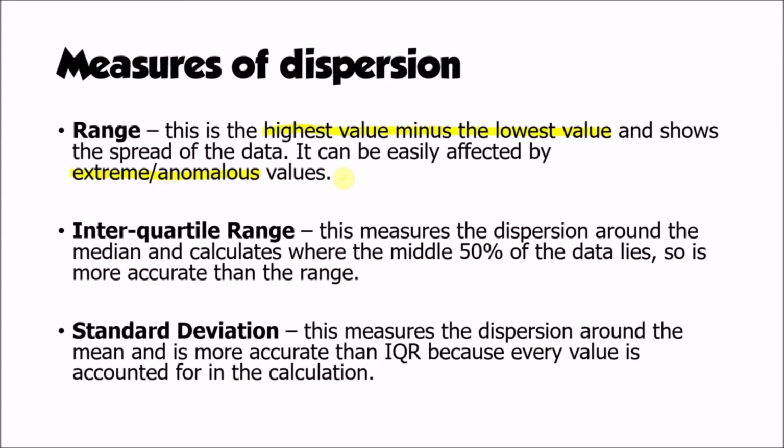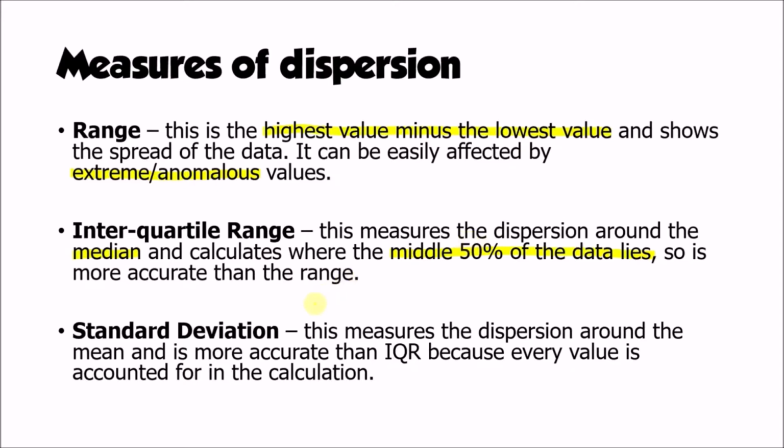A slightly more reliable measurement is what we call the interquartile range, and this measures the dispersion around the median. So we look at where our data lies in relation to the middle point, and it calculates where the middle 50% of the data lies. So it gives us a range within which 50% of our data lies, and because it's dealing with 50% of the data rather than just 2 values, it's slightly more accurate than the range.